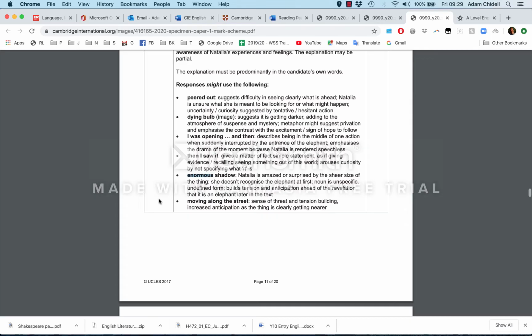Now, obviously, that's what the word "enormous" is doing here. It's conveying the massiveness of this elephant, and we need to pick up on that and look at that in detail. Okay, so that shows her amazement at the size of it, and then looking at the word "shadow," that suggests something about her experience as well. It suggests that she doesn't recognize the elephant at first. That's why she describes it in this unspecific fashion, as a shadow. She doesn't say an enormous elephant, it's an enormous shadow. So that builds up perhaps a little bit of tension and anticipation, because, what is this shadow? What is this thing moving through the street?